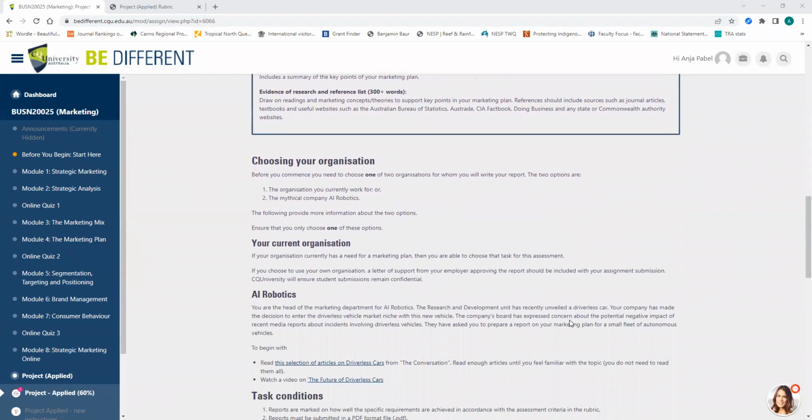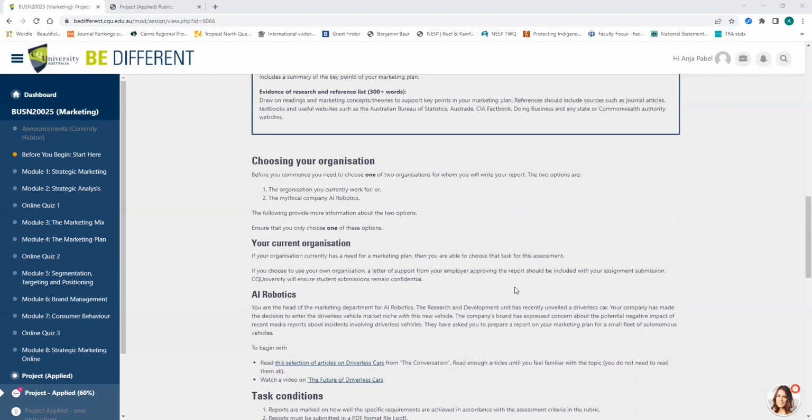Now, in the beginning, I told you there's 2 options to choose from. Option number 1 would be the organization you currently work for, which I always think is a good idea because it encourages deep learning. You're actually writing about something that is currently relevant in your working lives, in your professional lives. However, if you choose to go with this option, you might actually be required to include a letter of support from your employer, approving that the report should be basically around their organization. And obviously CQU will ensure that your submission remains confidential.